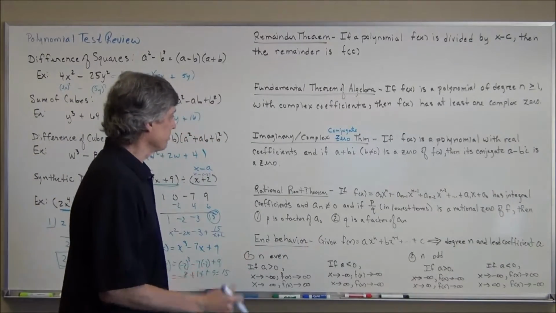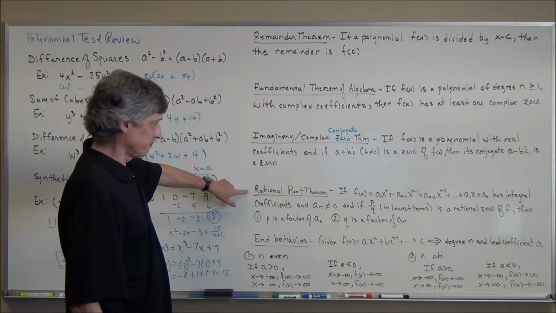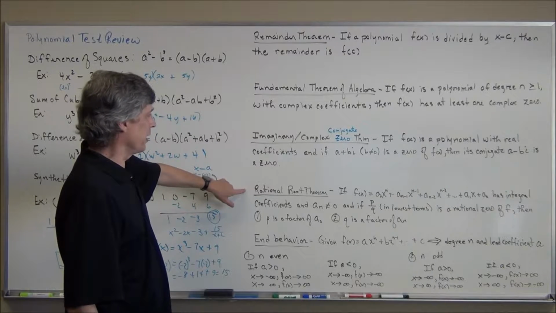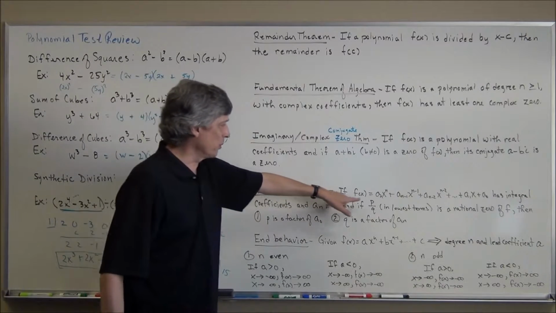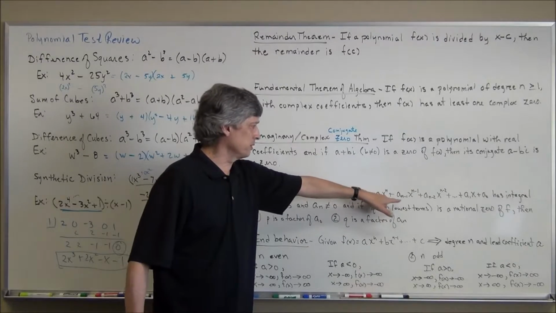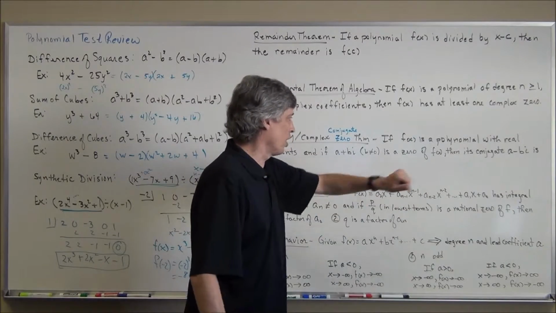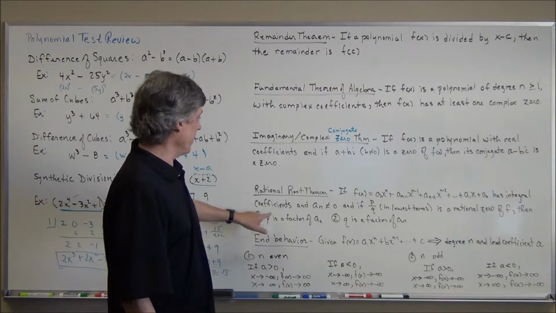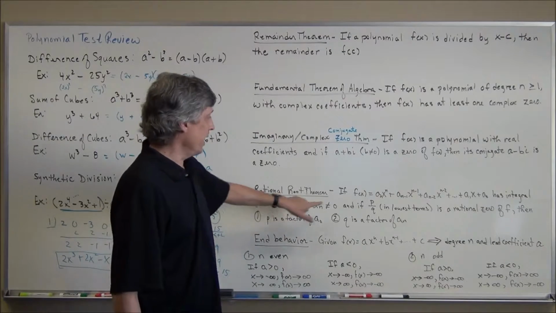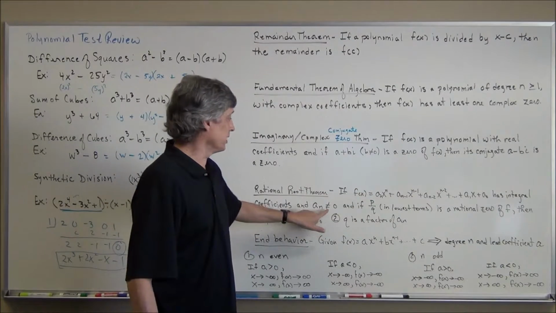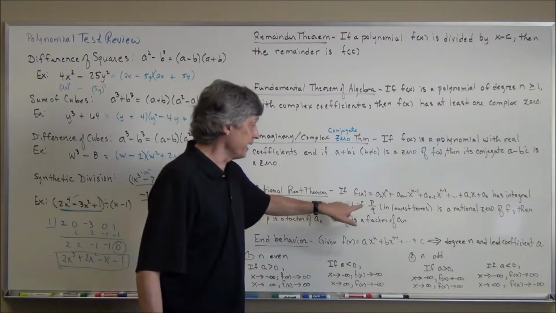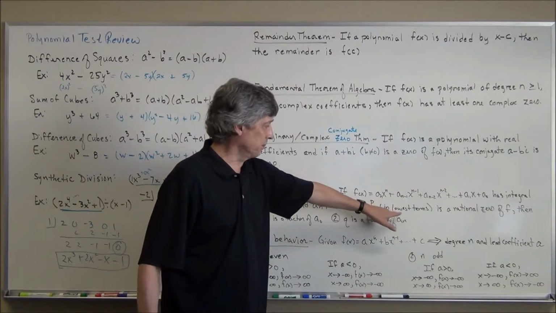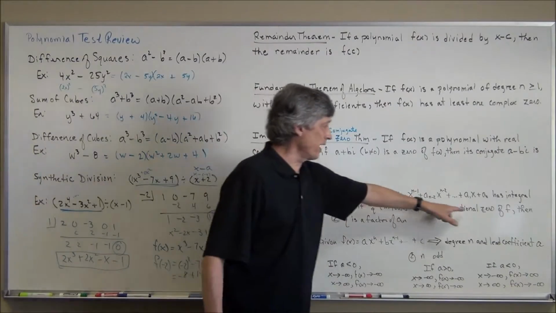The rational root theorem, I know this one isn't your favorite there, Aiden, but it says if you have a polynomial f of x equal a sub n x to the n plus a sub n minus 1 x to the n minus 1, a long drawn out way to write it all out, if we have integers for the coefficients and the lead coefficient a sub n is not 0, and if p over q in simplest form, lowest terms, is a rational zero.